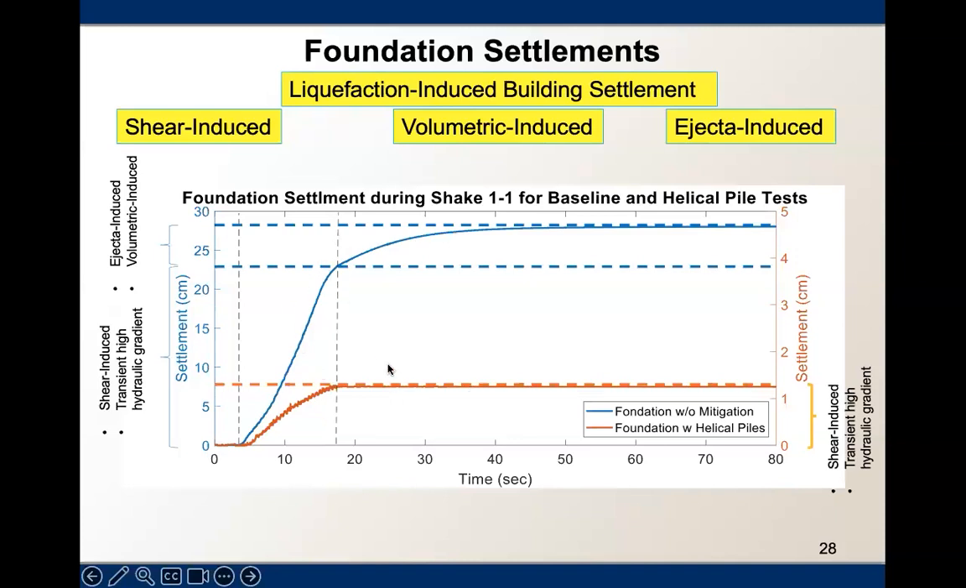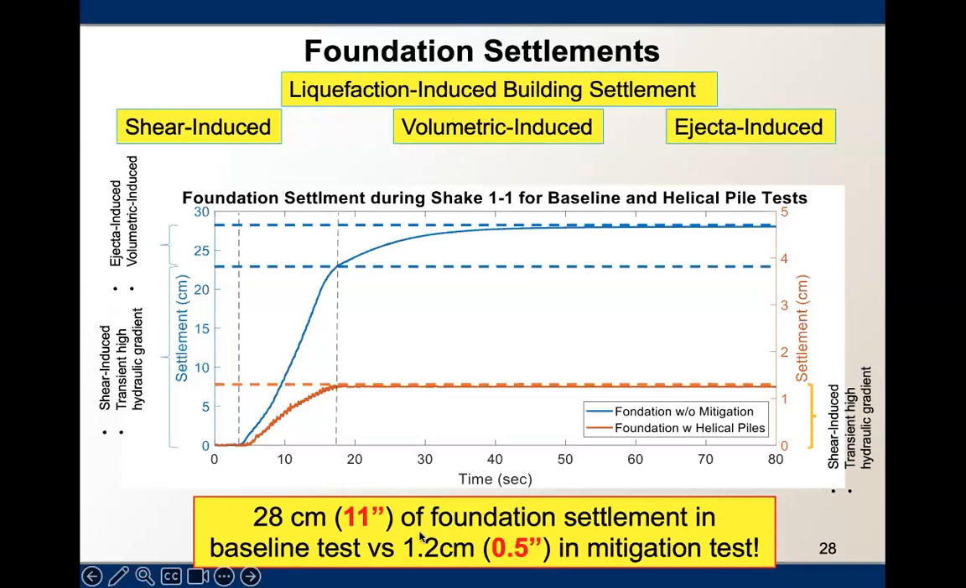Although these two plots may look very similar, we are using different axes to present them, because in terms of magnitude they are drastically different. The blue curve reached about 11 inches of settlement. I've kept repeating 11 inches of settlement a few times now, so even in our testing, it is very consistent with the field observations. Whereas the other curve only reached 0.5 inches of settlement, which was very acceptable and satisfactory.